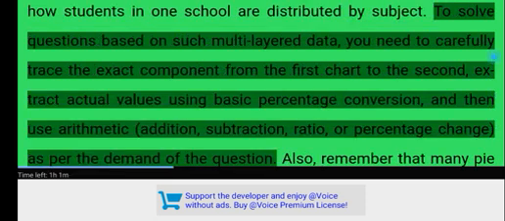To solve questions based on such multi-layered data, you need to carefully trace the exact component from the first chart to the second, extract actual values using basic percentage conversion, and then use arithmetic, addition, subtraction, ratio, or percentage change as per the demand of the question.